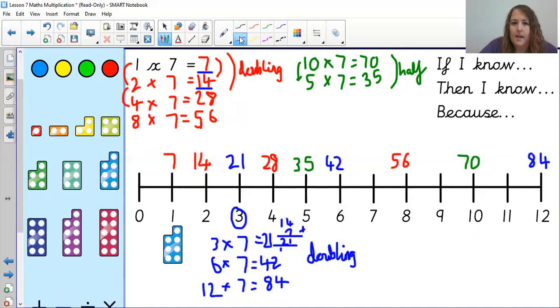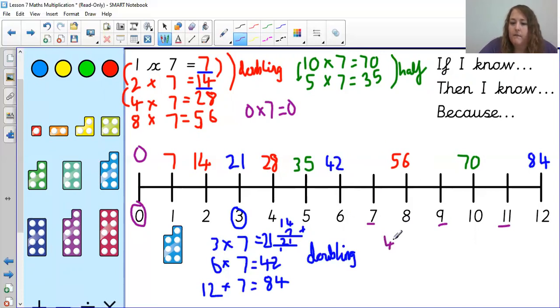Fantastic. Okay, my last colour now, my pesky ones, as I've called them before. So first of all, I'm going to go automatically to my 0 over here. And we know that 0 times anything, 0 lots of any number, is going to be 0. So I can pop that one straight on. But we now go to our 7, our 9, and our 11, which is our pesky numbers. And what we can do with these is we can add on from one of the numbers we already know.